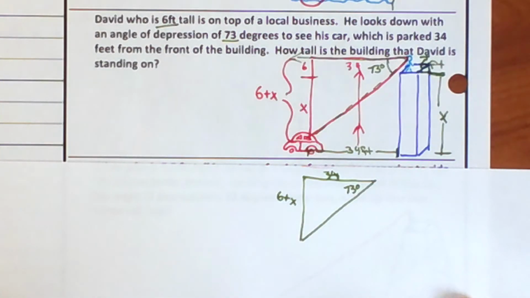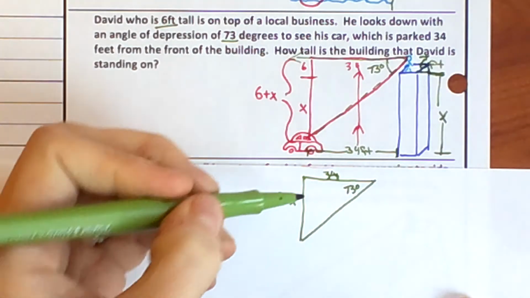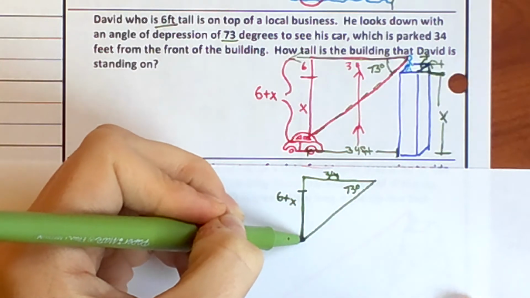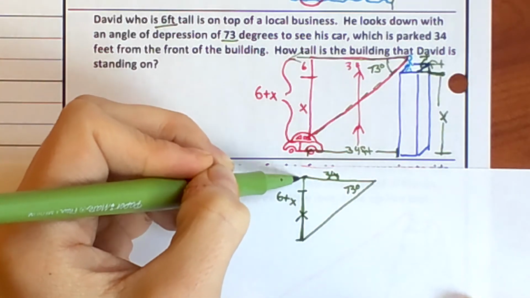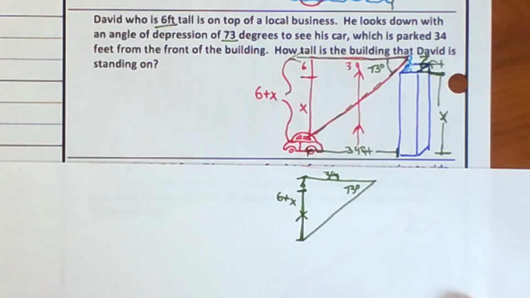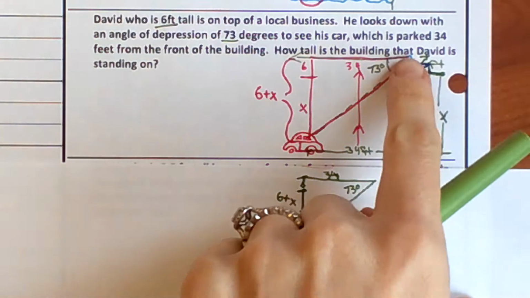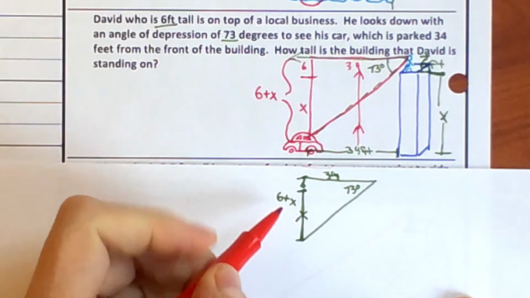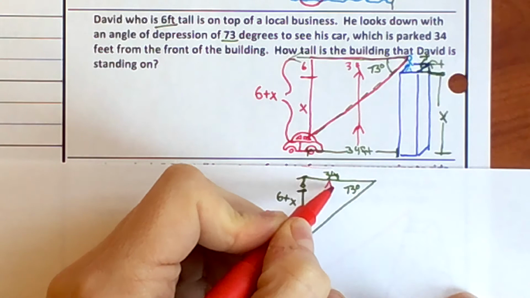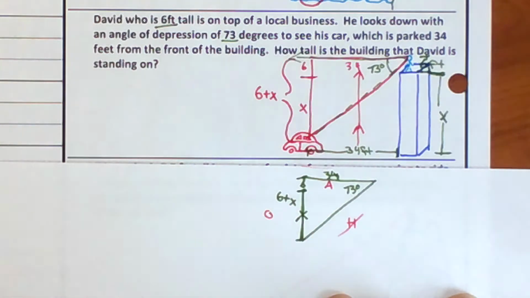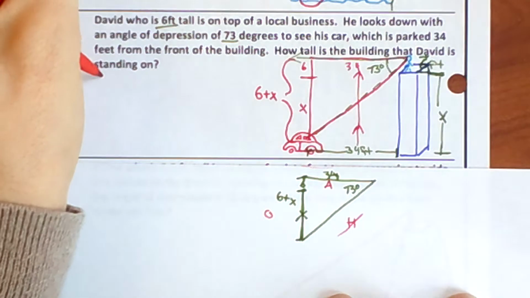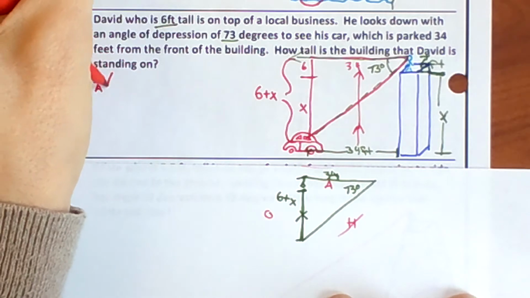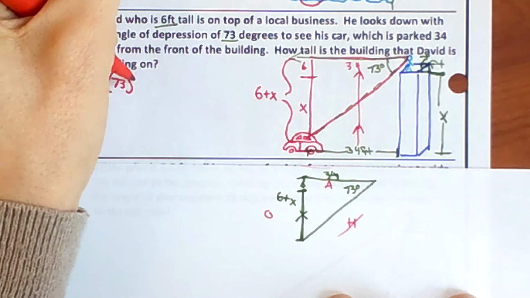We want to know how tall that building is. And so this part is X. And then this part is 6. That's to account for how tall David is, who's looking down on the building. So we are going to label this O, A, and H. We've got opposite over here, adjacent over here, and nothing for hypotenuse. So this is going to be O over A for 73 degrees.